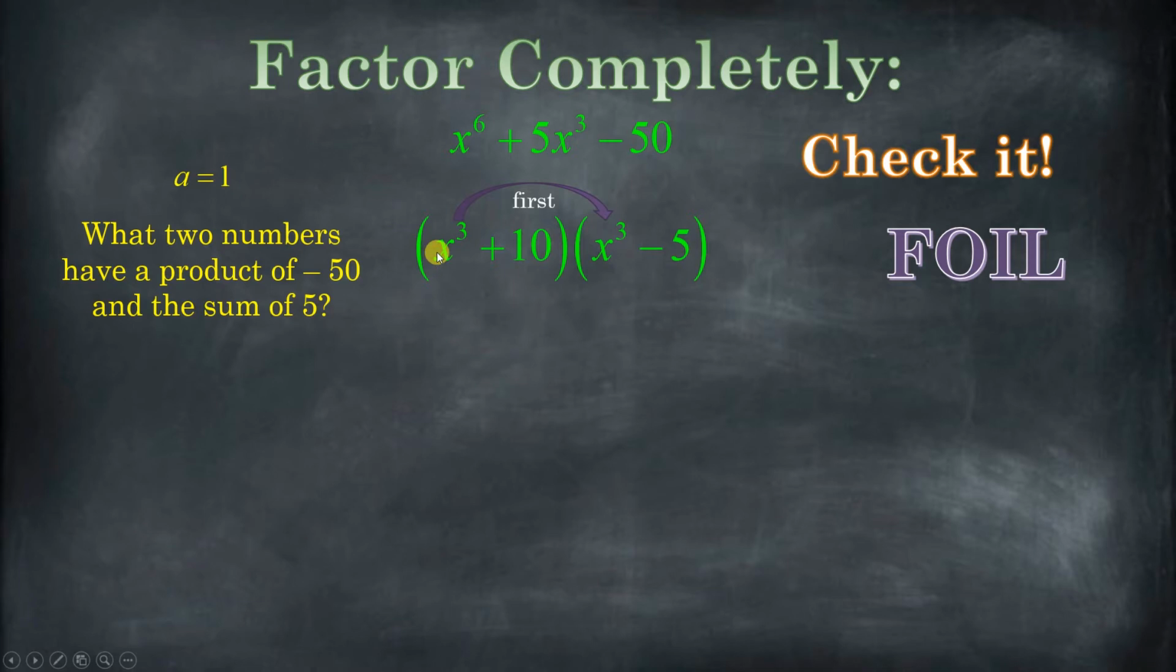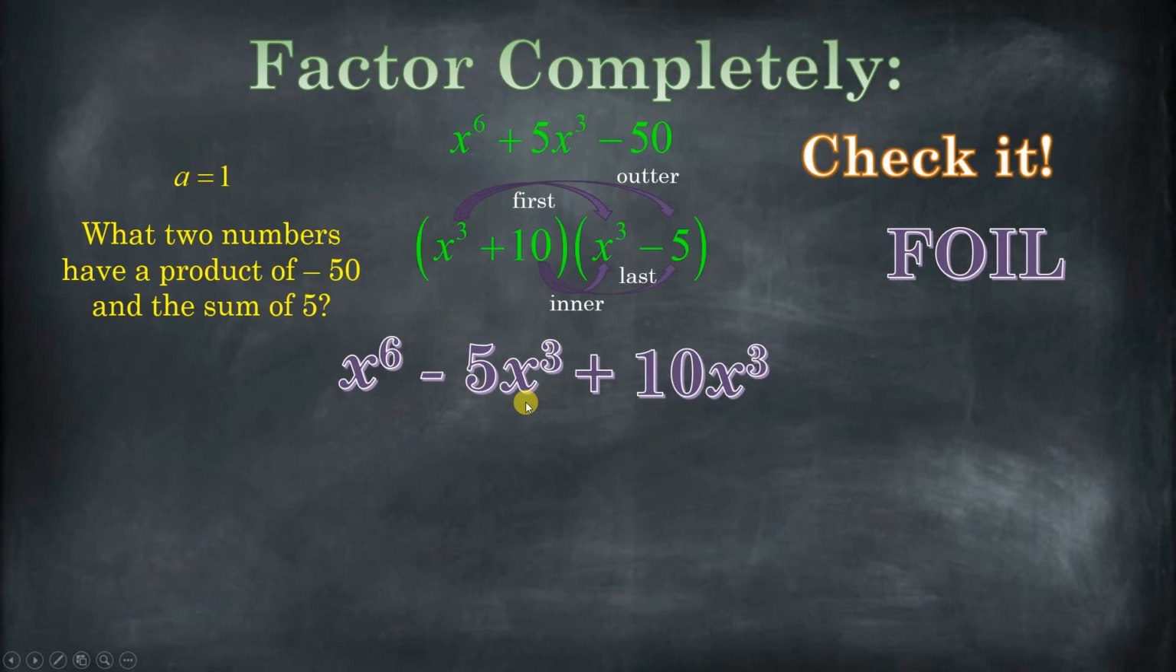Do you see, if I multiply these first 2 together, x cubed times x cubed, well, that's x to the power of 6. So we're good to go. The outside, well, that's negative 5x cubed. The inside is plus 10x cubed, and then plus 10 times negative 5 is negative 50. So negative 5x cubed plus 10x cubed, well, that makes plus 5x cubed. So there you go. It works just fine.